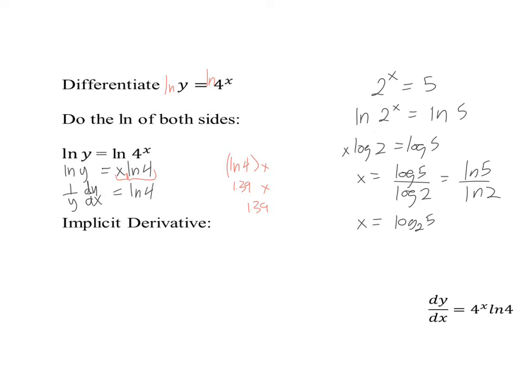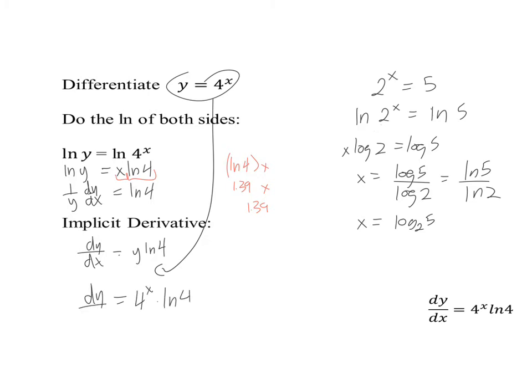So from there, if we solve for dy dx, we would bring the y to the other side, y times ln 4, and instead of leaving it like that, let's go back to our original equation. Our original equation was y equals 4 to the x, so let's just do a substitution to get rid of the y term. So if we plug that in for y, we would get 4 to the x times ln 4. And that's it.